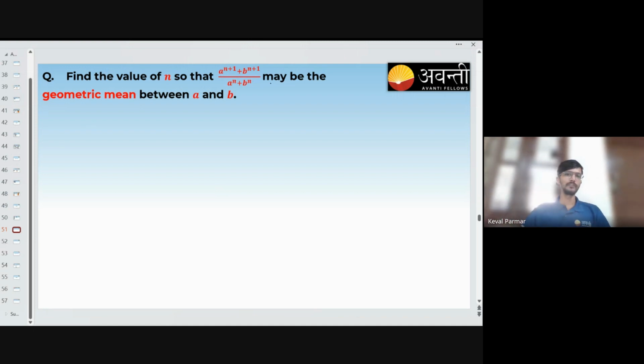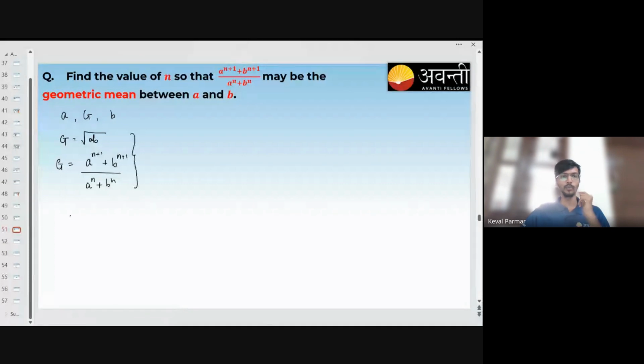So find n so that the geometric mean between A and B is as given. There are two numbers, A and B, and there is a geometric mean G in between them. So we know that G is the square root of AB. But they have given G as (a raised to n plus 1 plus b raised to n plus 1) upon (a raised to n plus b raised to n). So I'll equate these two.